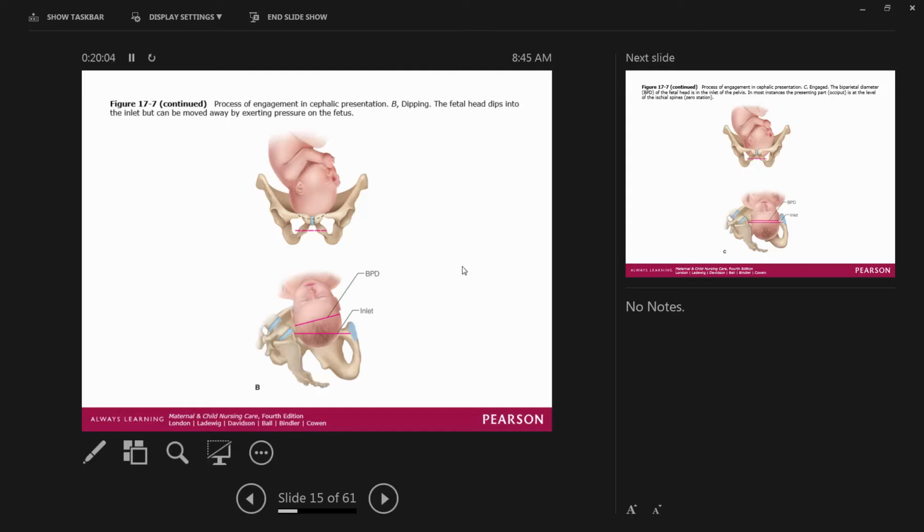Stupid question. Is this something you can feel when not being pregnant, like the ischial spines? Mhm. I've never, yeah. You've never felt your ischial spines?